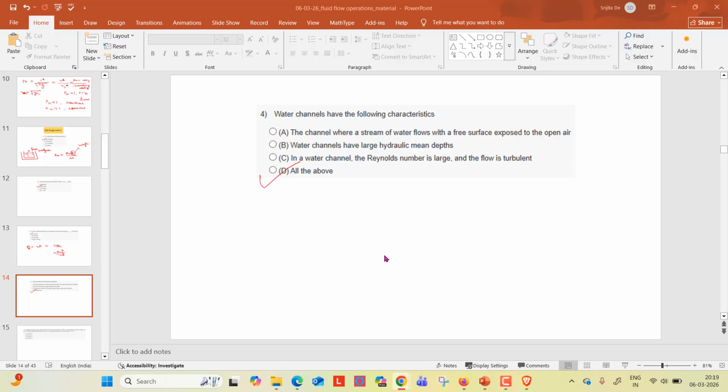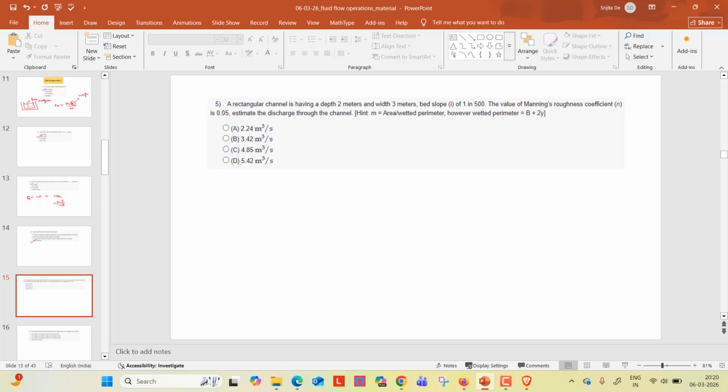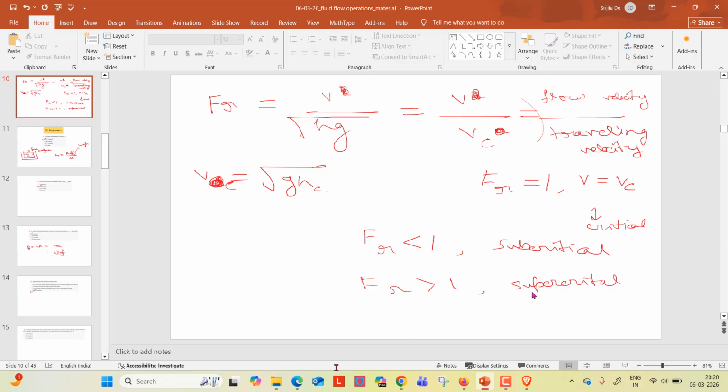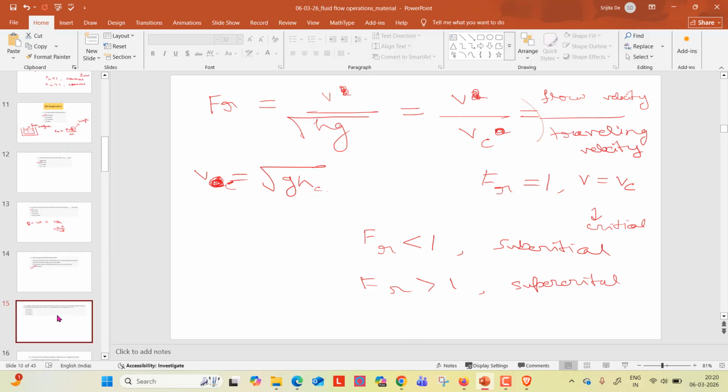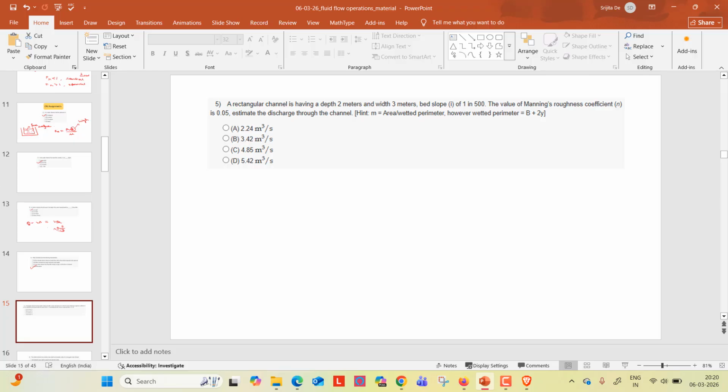Next question. A rectangular channel is having a depth of 2 meters and width of 3 meters. Bed slope of 1 in 50. The value of Manning's roughness coefficient is 0.05. Estimate the discharge through the channel. You can tell me the answer. I'm waiting.